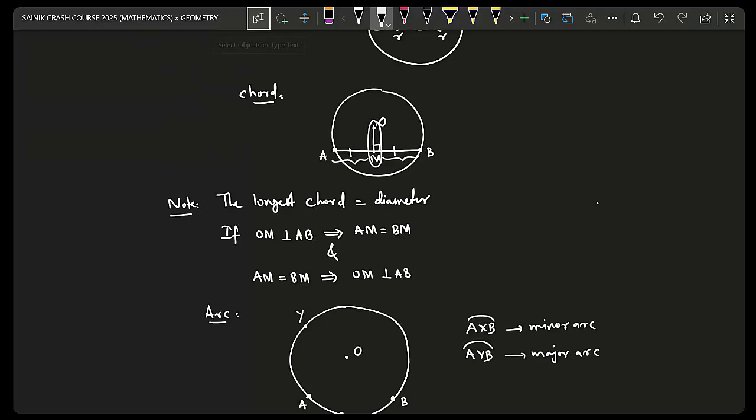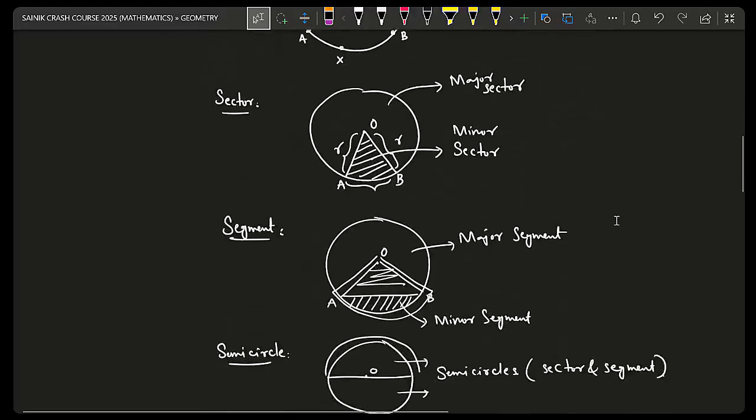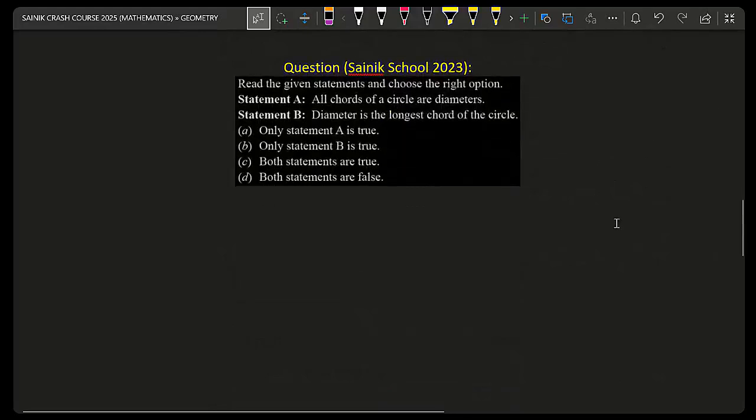Okay, now see, these are the parts of a circle that we discussed. So I recall once again: center, radius, diameter, arc, chord, sector, segment, and semicircle. So based on them, let's see some questions. This question came in 2023.